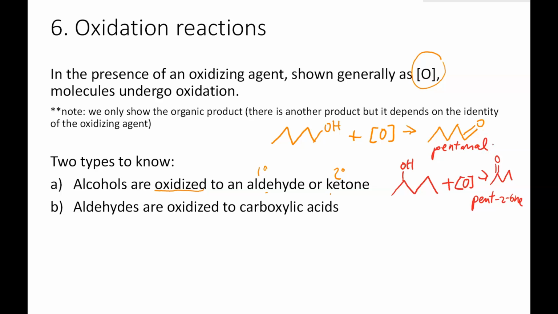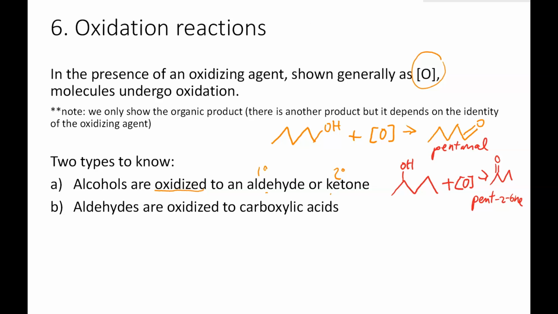The reason a tertiary alcohol cannot undergo oxidation, a tertiary alcohol might be something like tert-butyl alcohol or methylpropan-2-ol. I cannot replace this OH with a double bond O because that would be 1, 2, 3, 4, 5 bonds on a carbon. So only primary and secondary alcohols can undergo oxidation.